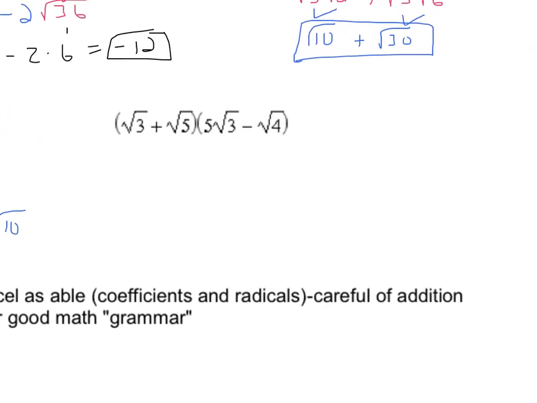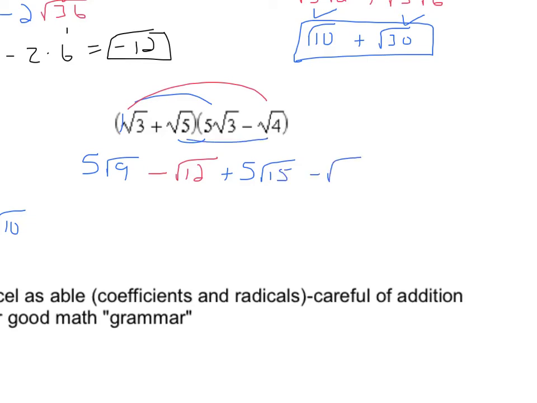So here's another example. It's a FOIL question. So first times first gives us, well, it's a 1 on the outside, so we get 5 times root, and root times root gives us 9. Outside gives us a negative root 12. Inside gives us a 5 root 15. And last gives us a negative root 20.